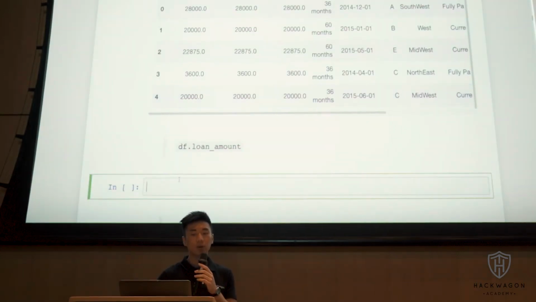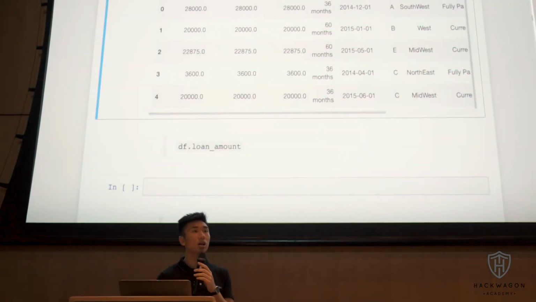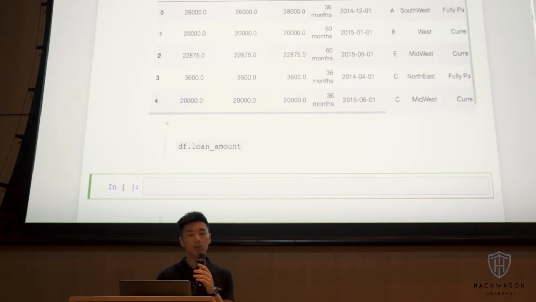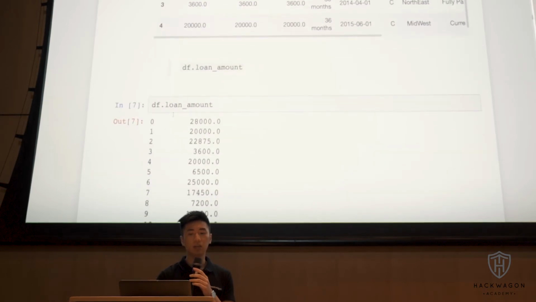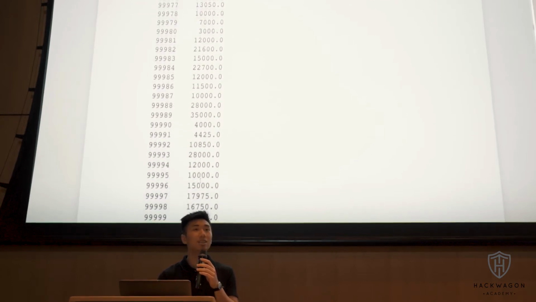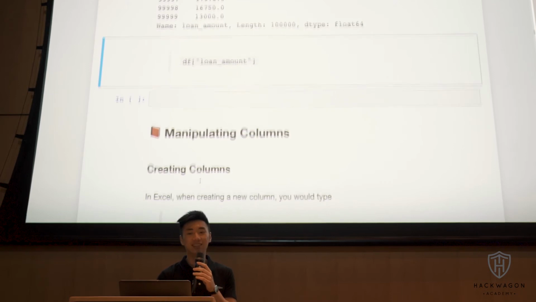So now, we have a loan amount column in our table over here. What I'm going to do is to access only the values in this column by doing df.loan_amount. And it will give me all of the values in this column. Note that Pandas does not print out everything because it's a bit silly to print out 100,000 rows.